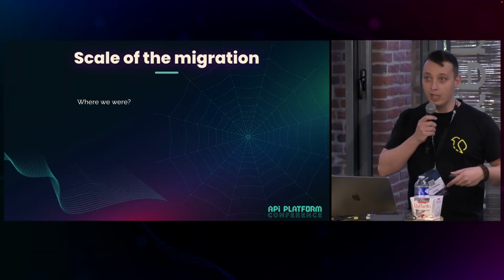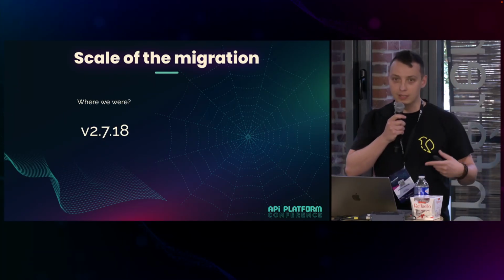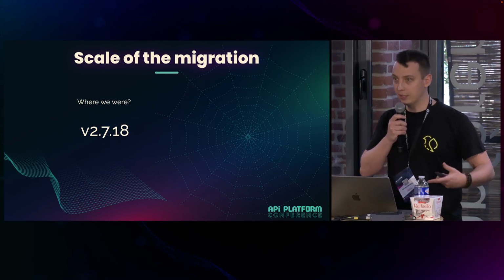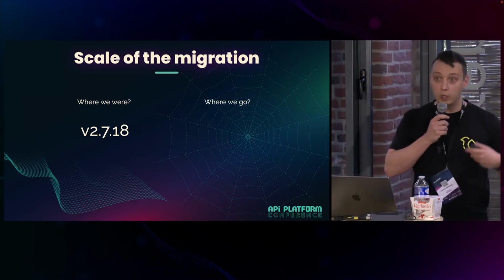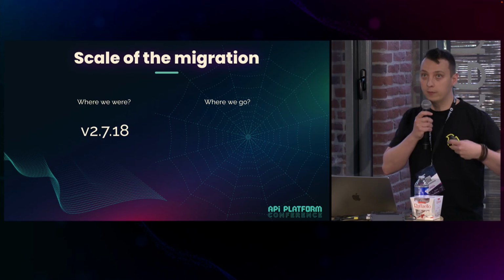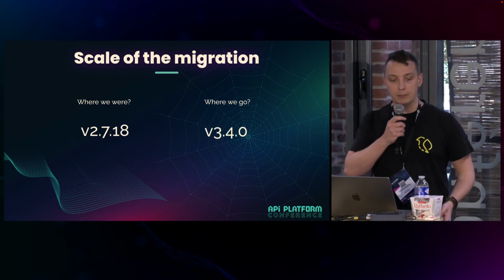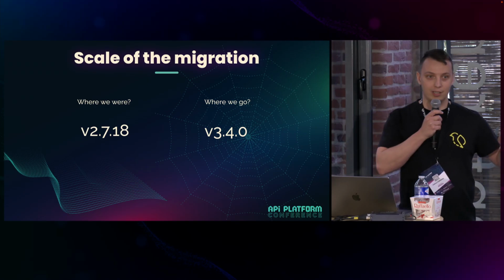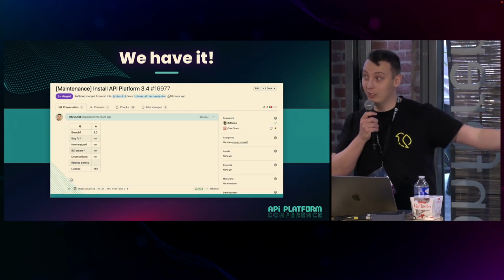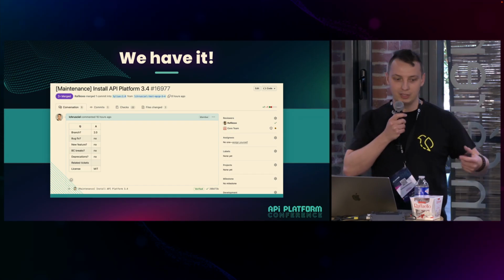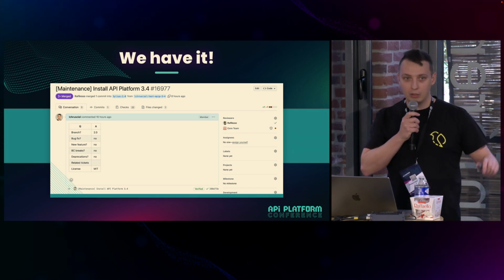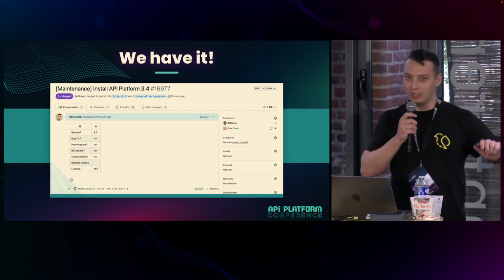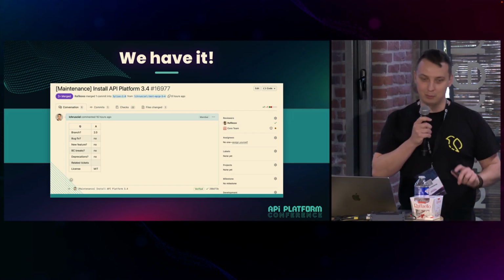Moving on, the scale of the migration. Until now, we were on API Platform 2.7.18, so the last version that was available. It's already past its due date by over a year. And with Sylius 2.0, we go directly to version 3.4, which was published yesterday, and luckily it's already merged and available. So when you go with Sylius 2.0, you are already using API Platform 3.4. And I already started trying with 4.0. Unfortunately, I wasn't able to do it yet, but let's see if we can push it even a little bit further.